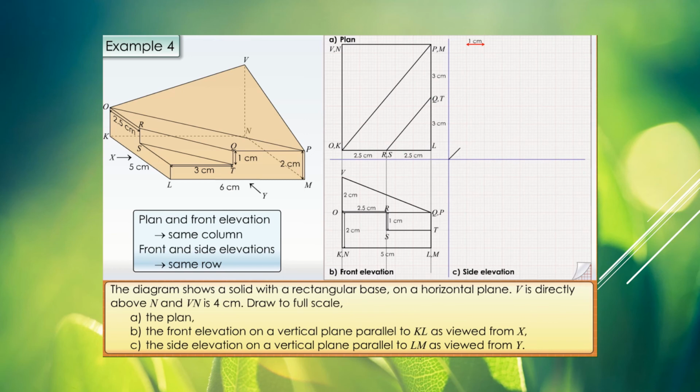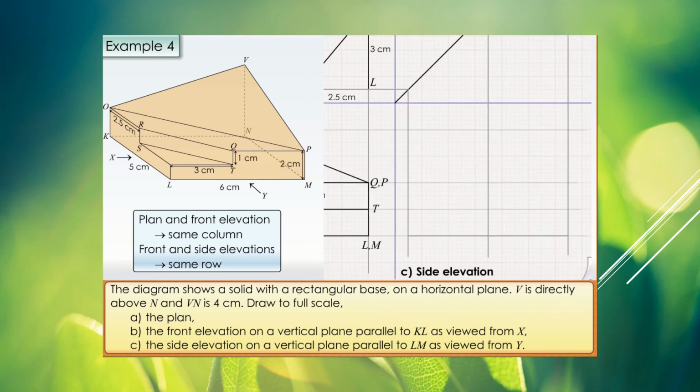Next, we draw projection lines from the plan and the front elevation to the side elevation part, which should be in the same row as the front elevation. Remember that the angle here must be 45 degrees. Finally, we draw the side elevation of the object, complete with labels and measurements.